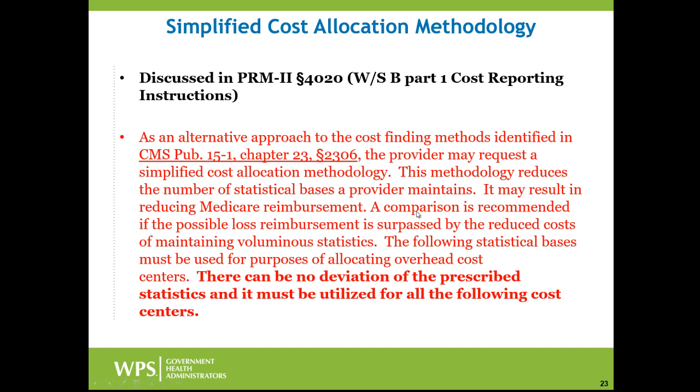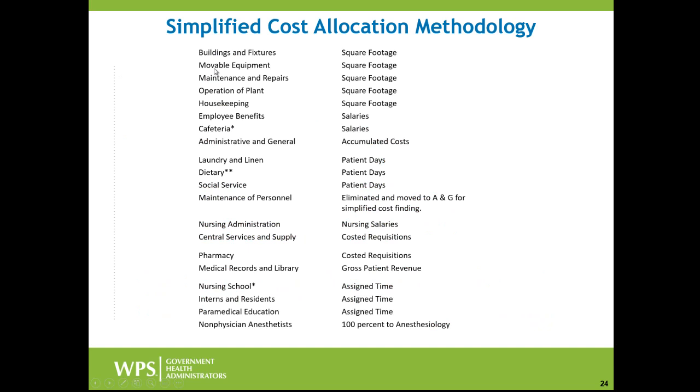A comparison is recommended if you believe that you're going to lose more Medicare reimbursement than you're going to save in costs of maintaining those statistics. Because again, that's the entire purpose for it, to cut down on the need to maintain some of those statistics that may cost money and time to maintain. The following statistical bases must be used for the purposes of allocating overhead cost centers if you request and are approved for this method. I have this next section in bold. There can be no deviation of the prescribed statistics, and it must be utilized for all of the following cost centers. So here's the list.